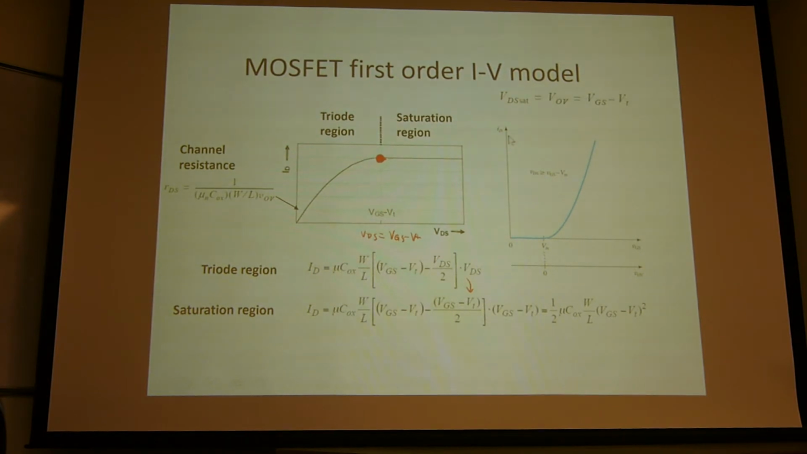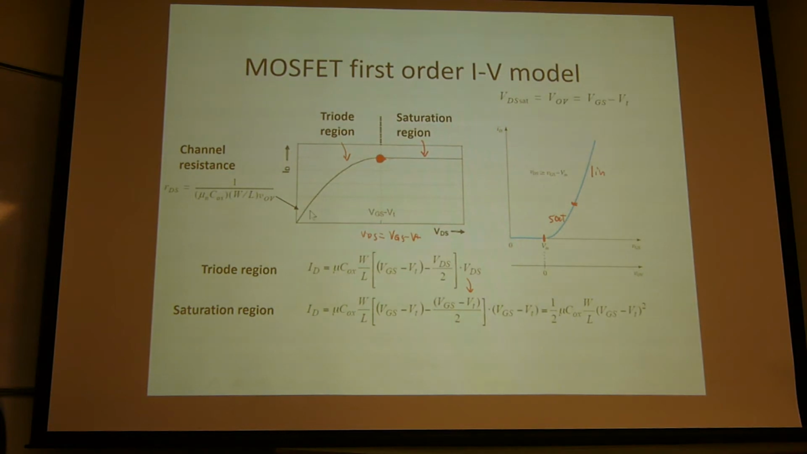And we also have seen this kind of ID versus VGS curve, right? So this is ID versus VGS. And then here we have the threshold voltage. And above that, you have the saturation region here and the linear region here. So this is the triode region and the saturation region.